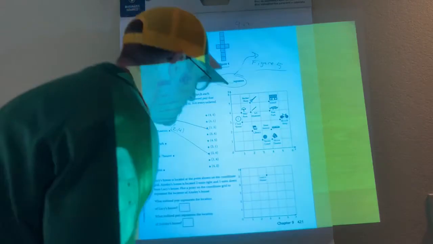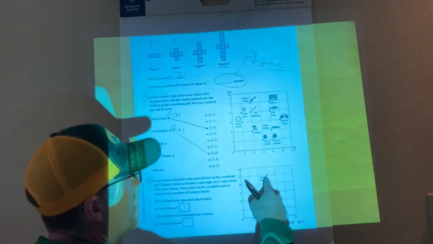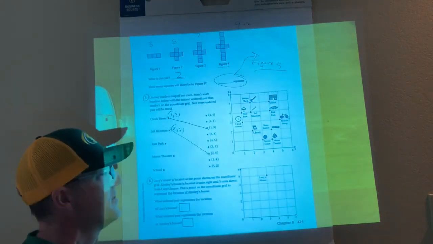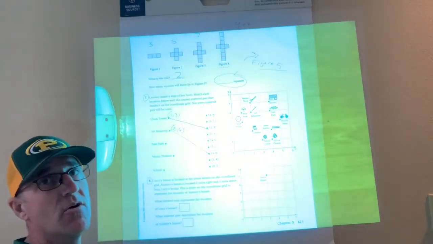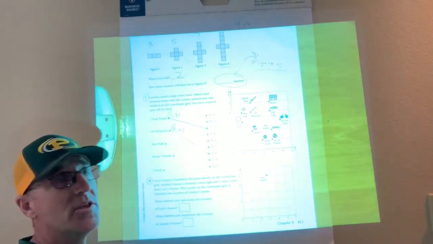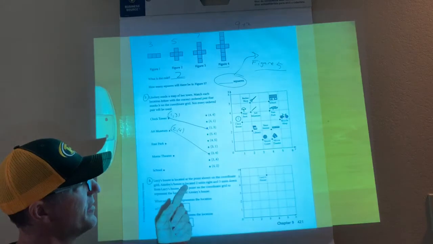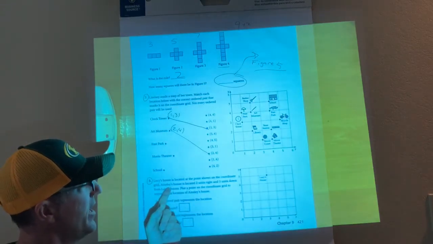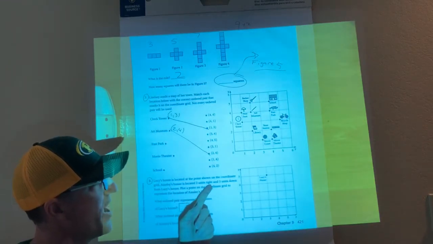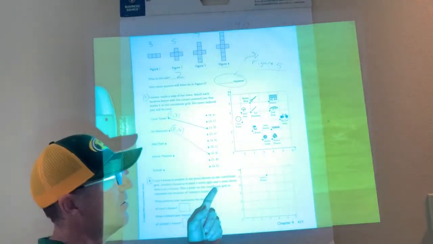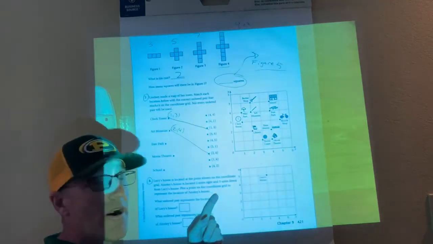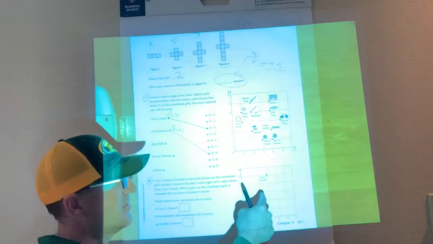Okay, and the same thing down here. I've got this Lucy's house. And remember, I just got to start at Lucy's house and go wherever they want me to go, just counting units. So Lucy's house is located at the point shown on the coordinate grid. Ainsley's house is located 2 units right and 3 units down. So here's Lucy's house. This is my starting point. Here's my origin, but my starting point is right over here.